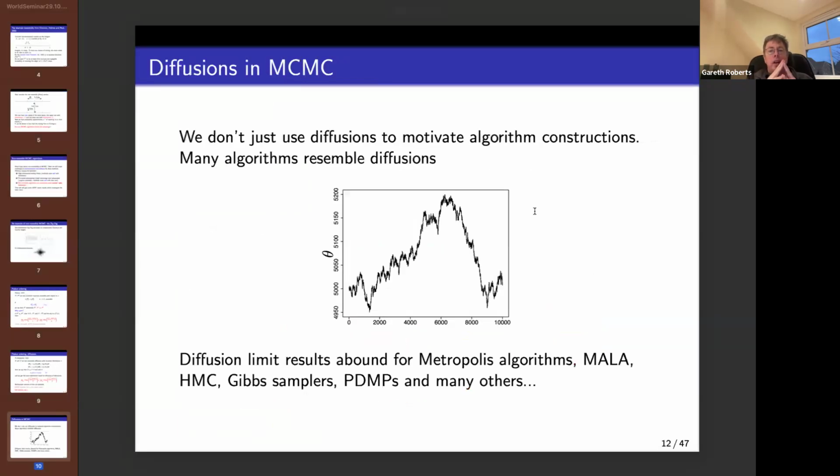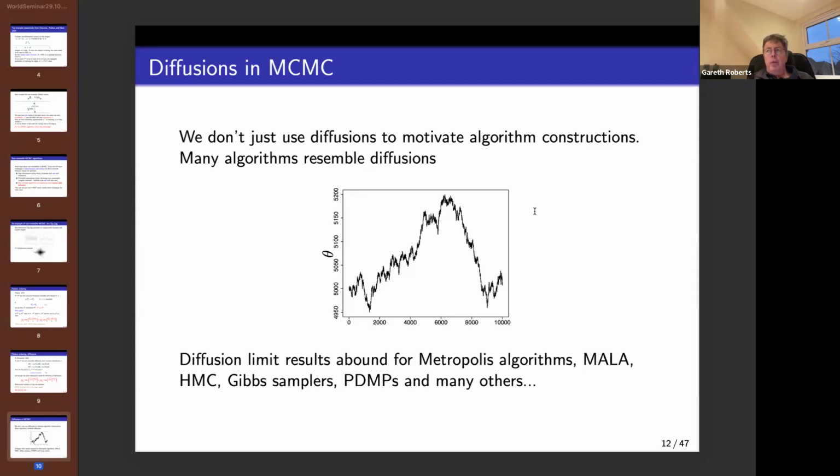But of course, everyone who runs MCMC algorithms knows that MCMC algorithms do look like diffusions. There are diffusion approximation results for pretty much all of our major algorithms: the Metropolis algorithm, the Metropolis adjusted Langevin algorithm, Hamiltonian Markov chain Monte Carlo, even Gibbs samplers, which at first glance don't look anything like a diffusion, PDMPs, and many other MCMC algorithms have diffusion limit results associated with them, expressing the idea that if you look at their trajectories, they look kind of diffusion-like.